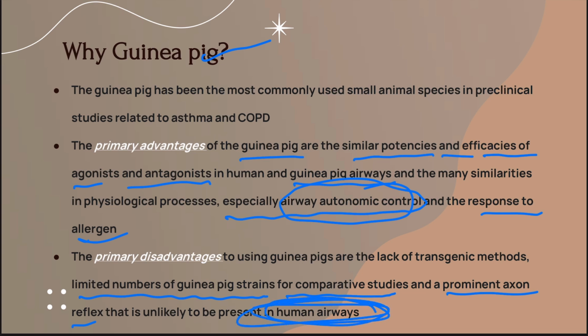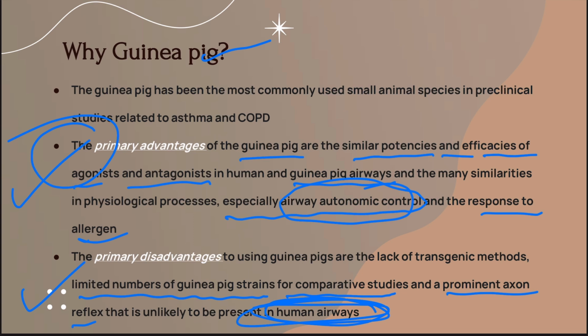So these are the disadvantages and these are the advantages. First, the increased number of histamine receptors. Next, the same type of autonomic control. The airways are very similar, and the physiological processes which occur in guinea pigs, that is, the response to allergen, are very similar to human beings. That's why guinea pig is the preferred animal for studying the drugs used for asthma and COPD management.